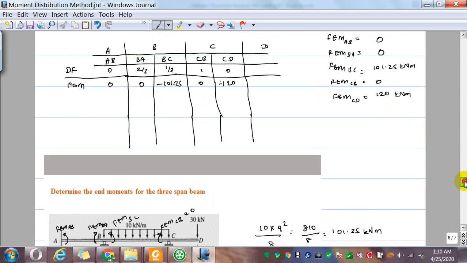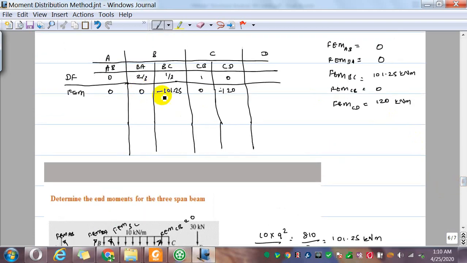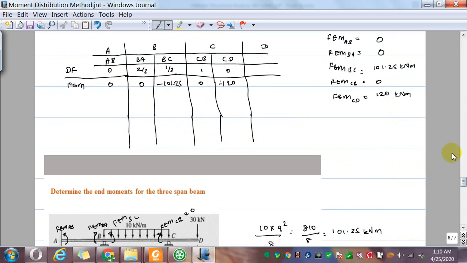Now if you release this at B, there is an imbalance. So the imbalance is 0 at BA, at BC it's minus 101.25. That imbalance is now going to be balanced. So there should be an internal balancing of 101.25, because the net moment at B should be 0. So if you sum MBA plus MBC, whatever we mark here as MAB, MBA and MBC, MBA plus MBC should be 0.